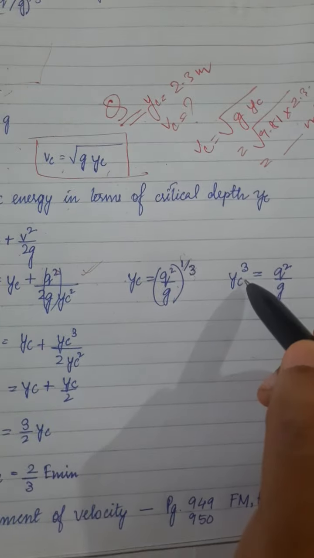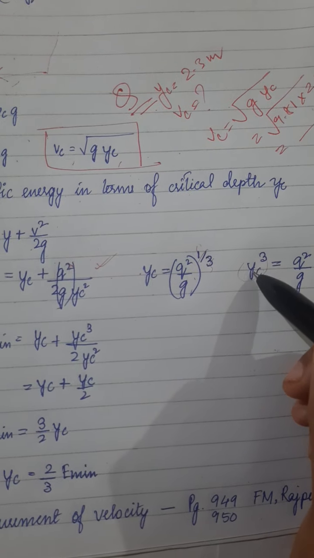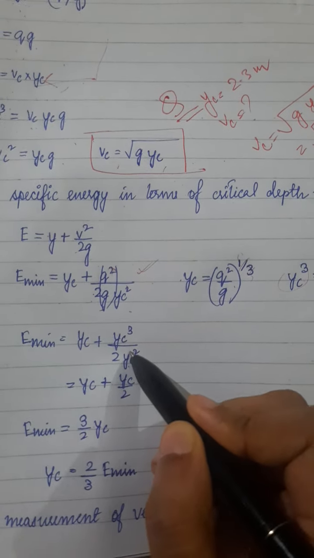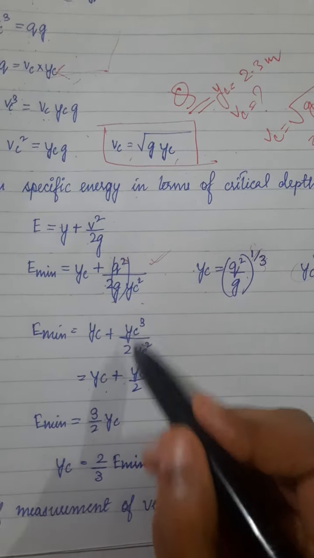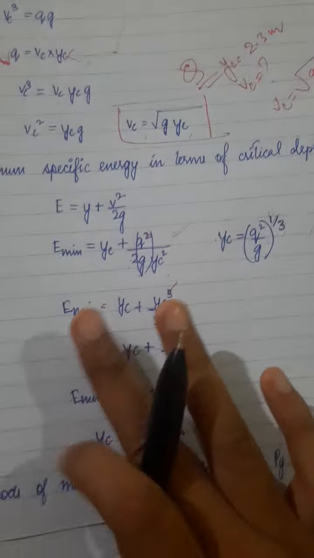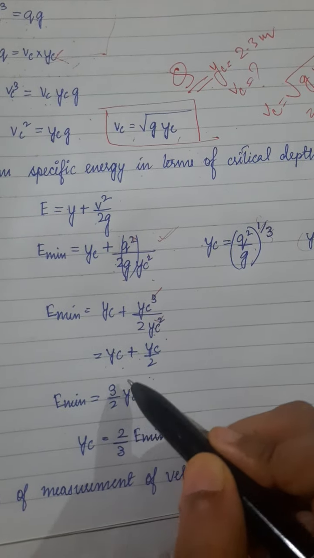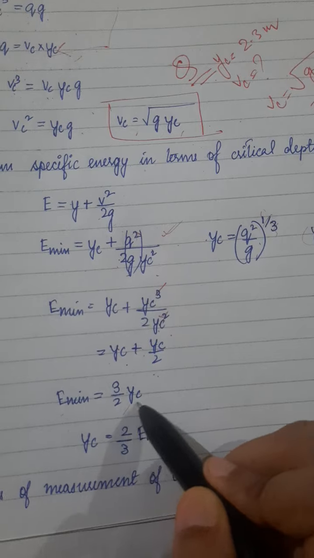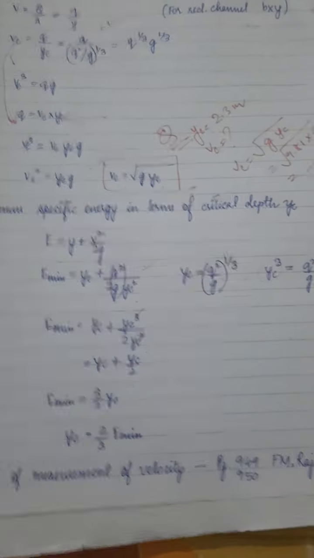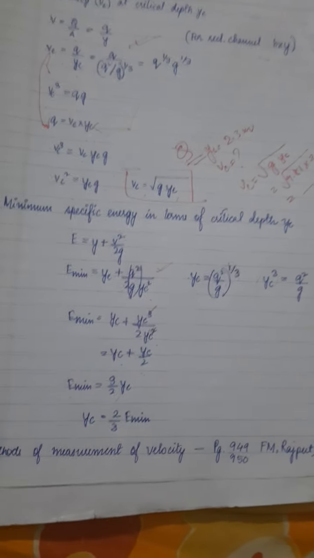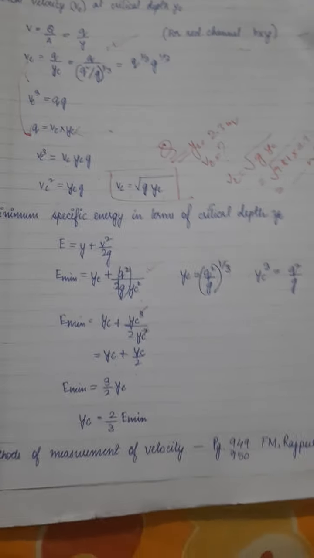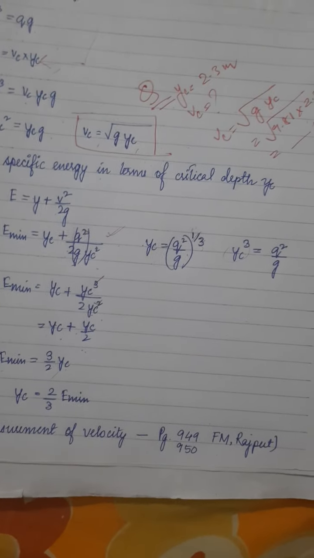So q square by g is replaced by yc cube, and 2yc square remains. One yc cancels, so yc by 2 remains. So yc plus yc by 2 is 3 by 2 yc. So E minimum equals 3 by 2 yc, so yc equals 2 by 3 E minimum. This is the total portion up to which we have been studying open channel flow, what kind of energies are associated with flows in open channel. Here it concludes.